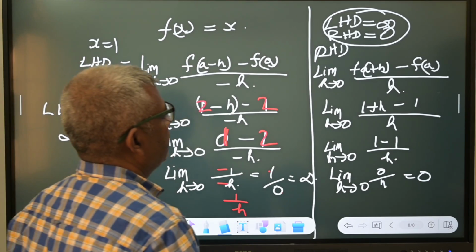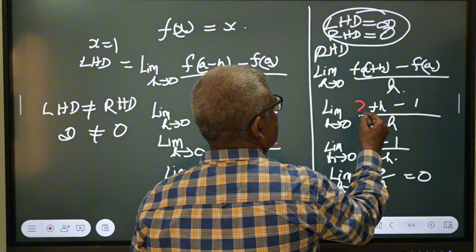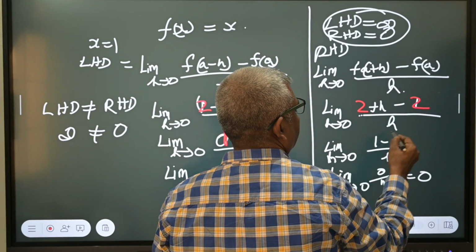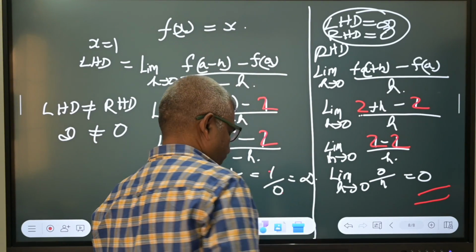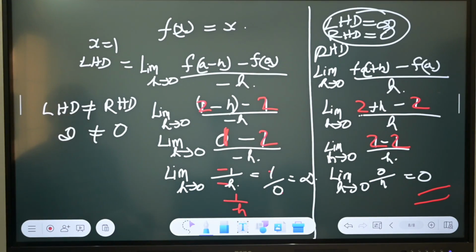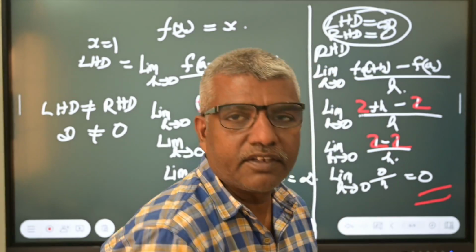For right hand side, same, 2 plus h minus 2, 2 minus 2, 0 by h, 0. Right hand side is 0. So same case, left hand side is infinity, right hand side is 0. So at x is equal to 2, it is not differentiable. Got it?